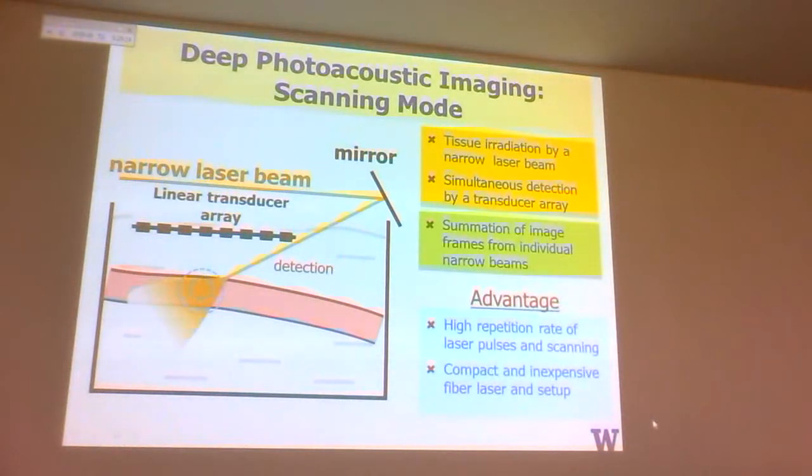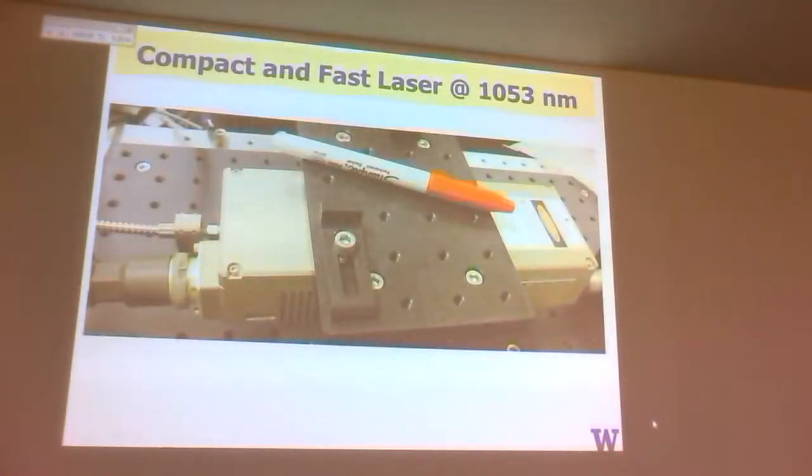Okay, so sometimes the advantage is you can trade off some. Again, you're not optimal. We don't have the same penetration as the big guys, but we can work at very, very high repetition rates. Why is that good? Real time. So we can work at high repetition rates, and we can make them very, very compact and very inexpensive.